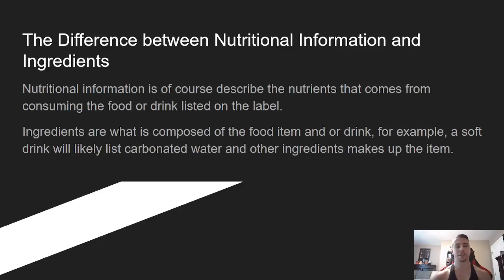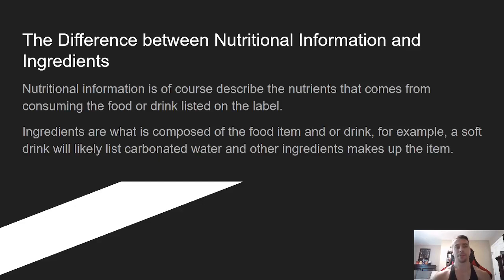So, ingredients are just basically what makes up that particular item, what was put together to make up that particular food or drink item. Like I said, usually soft drinks or any kind of carbonated drinks, such as energy drinks, are usually going to have carbonated water in their ingredients list. For example, if you have something that has an artificial sweetener, it's likely going to have sucrose, glucose, anything of that sort as an ingredient.